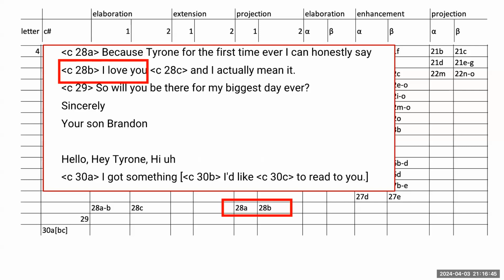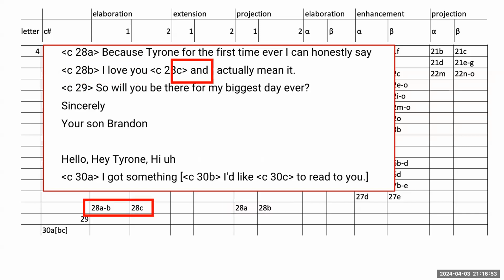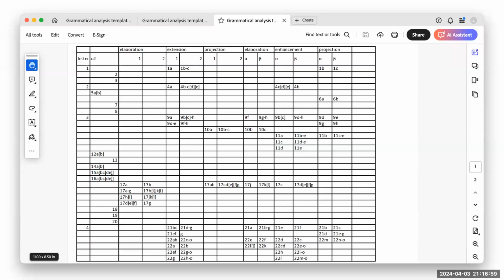28A, because Tyrone, for the first time ever, I can say, I love you, projection. And actually mean it, A, B, and C. So that's it. Take a minute to look at the clause analysis.